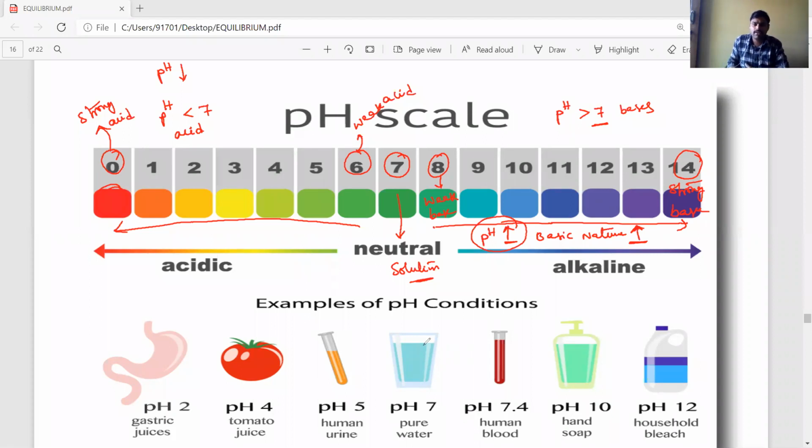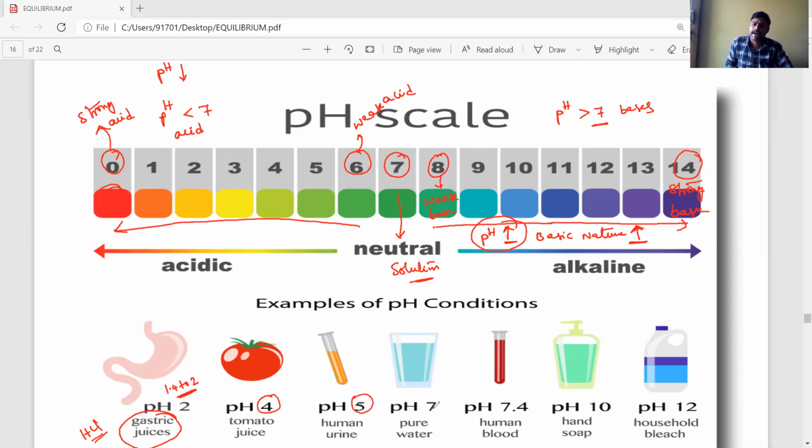Now some common examples in our nature, acidic solutions and basic solutions and their pH values. For example, in our stomach, for digestion of food material, some acid is released. That acid is known as gastric juice, which is nothing but HCl. Its pH value is between 1.4 and 2. Tomato juice is also acidic in nature, its pH is 4. And human urine is acidic, its pH is 5.